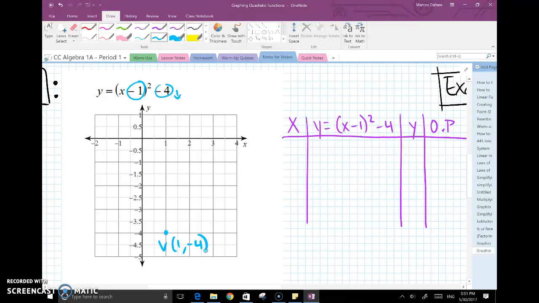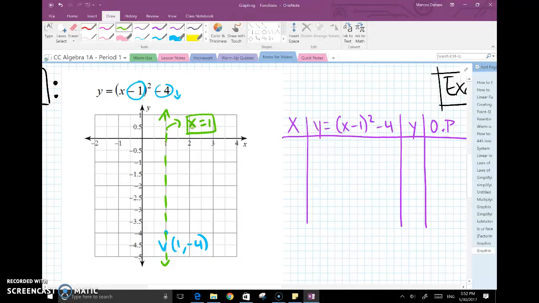And because I now know the vertex, I also know where to draw the axis of symmetry. Because it cuts right through the vertex, there it is. And the equation for this line will simply share the x-coordinate of the vertex, which is positive 1. So the equation of my axis of symmetry is x equals 1.